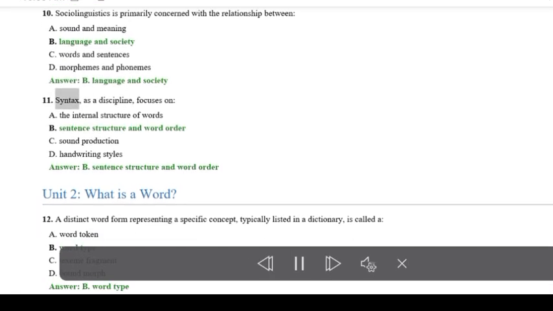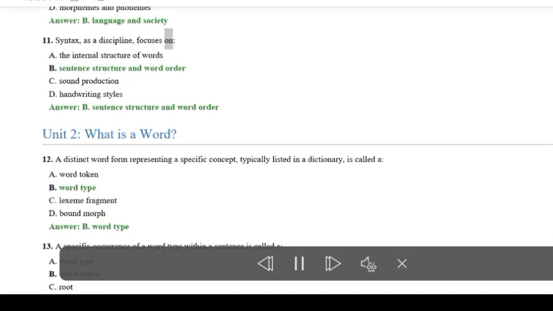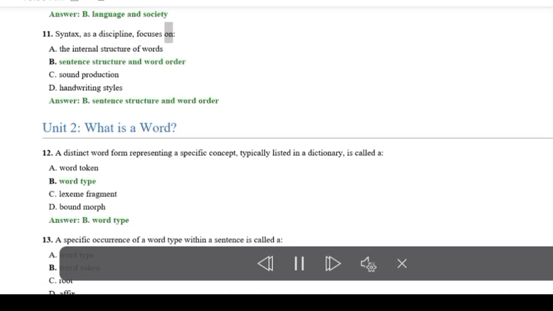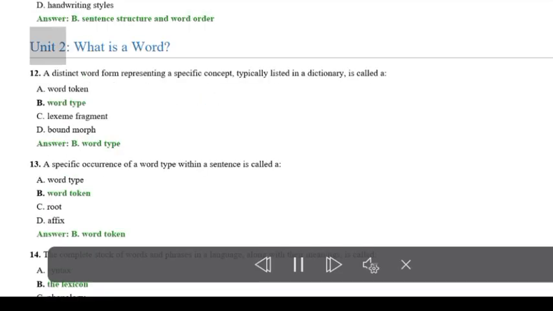11. Syntax, as a discipline, focuses on A. The internal structure of words. B. Sentence structure and word order. C. Sound production. D. Handwriting styles. Answer, B. Sentence structure and word order. Unit 2, What is a word?